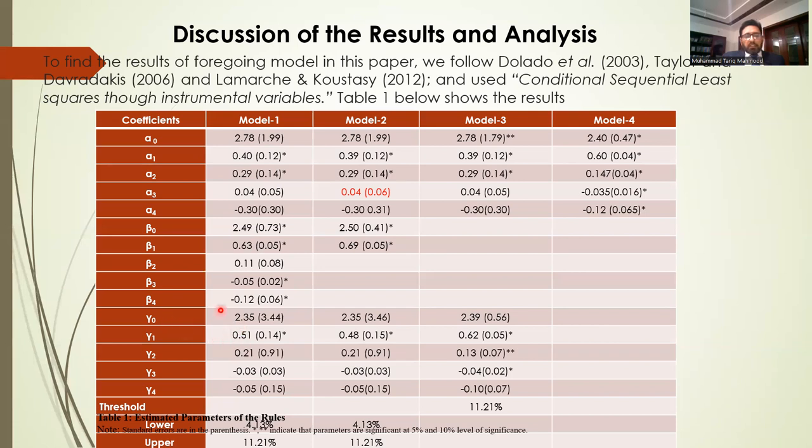Similarly, when the inflation is even below the lower threshold level, we can see the central bank is just going to do the interest rate smoothing, and it is not going to respond significantly to inflation and output gap, both. All these three parameters, gamma 2, gamma 3, and gamma 4, are insignificant. So we cannot conclude that the central bank is responding to it significantly.